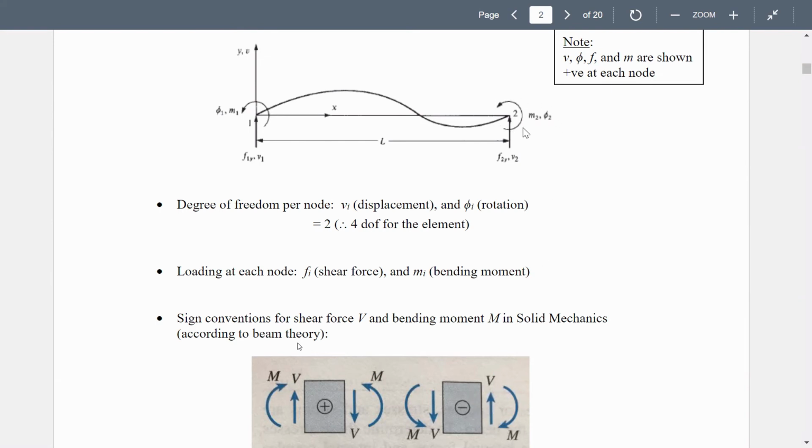Now, moment, counterclockwise. It is what? Positive. Positive, very good. It is the same as this one. So it matches with this. Okay, so this is our model in finite element methods. This is our model in solid mechanics, but they don't match. Sometimes we saw that they are in different directions.